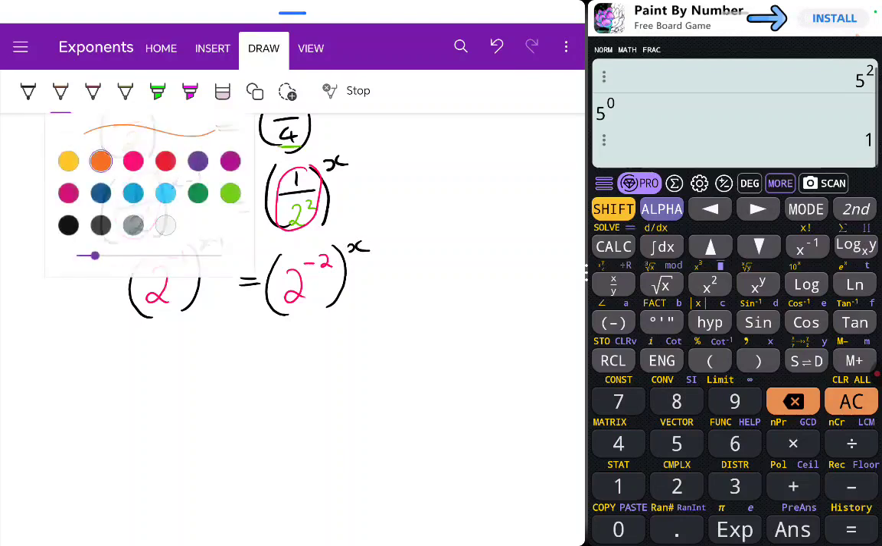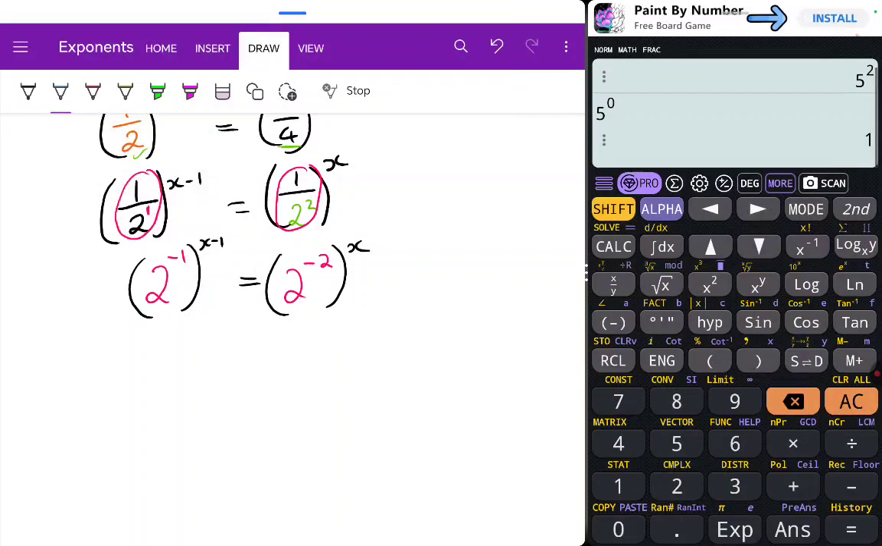Next step, we are going to multiply our inside with our outside. Okay, so over here you have 2 to the power of negative x plus 1 is equal to 2 to the power of negative 2x. Beautiful. You have reached your first checkpoint.